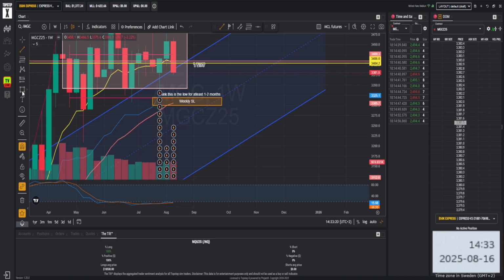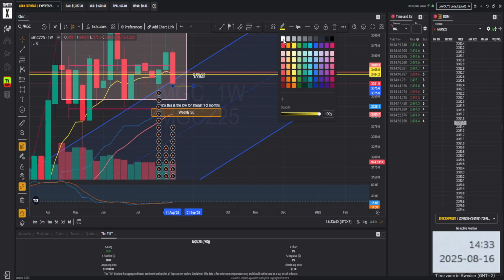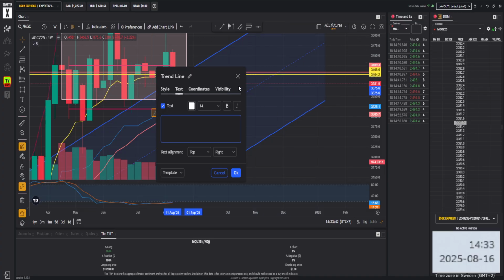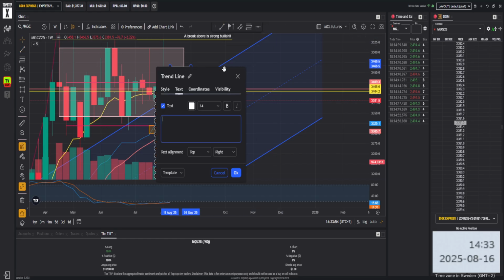So I want to look for longs. It's a big area. It's a very big area. So it's hard to predict. We need to go narrower. Let's mark in this white. That's previous week low. And this is previous week high.